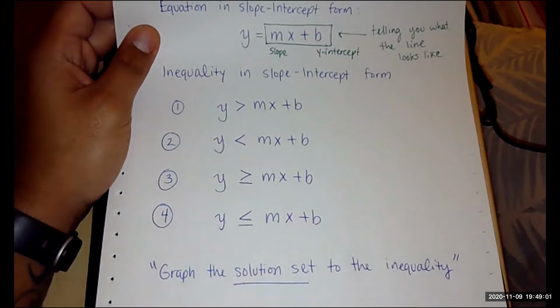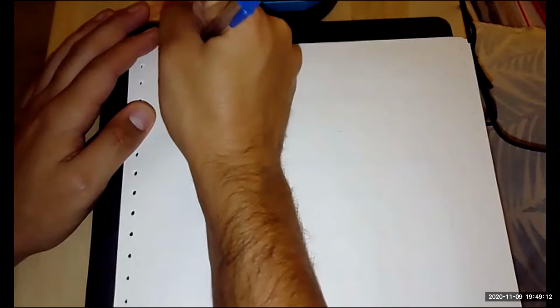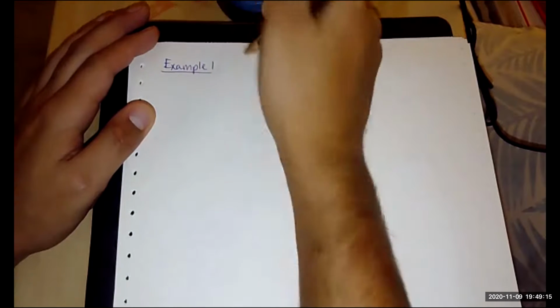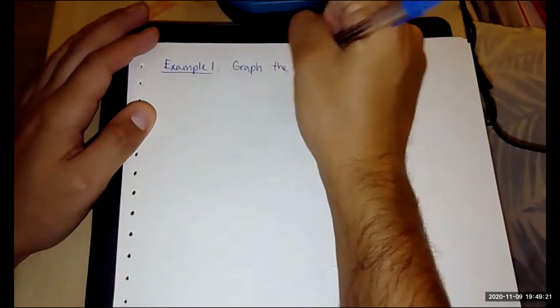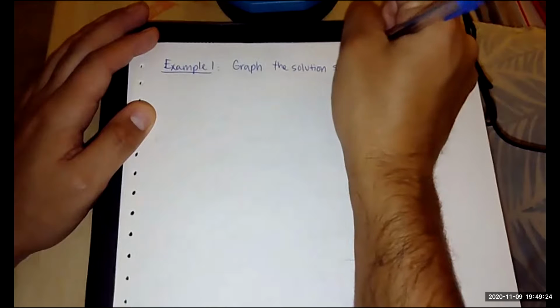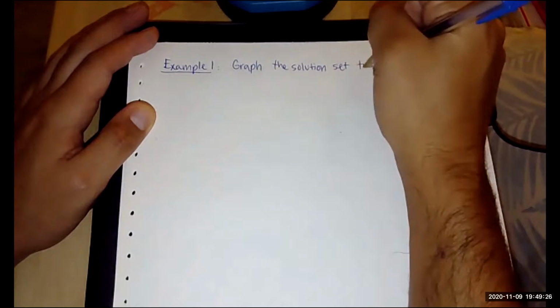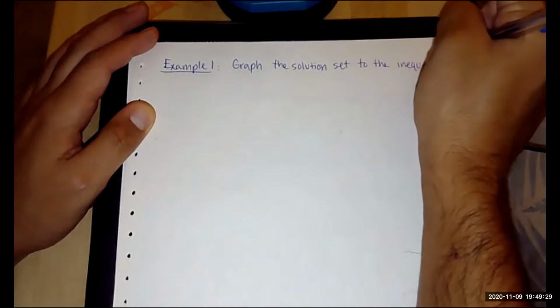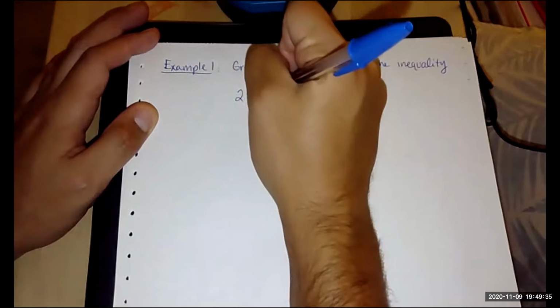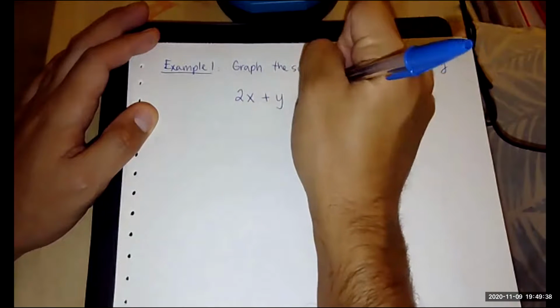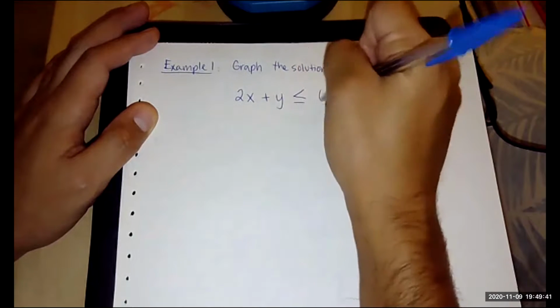Okay. So let me stop waving my hands at you guys and let's actually jump into a problem so you know what I'm talking about exactly. So, example 1. Graph the solution set to the inequality. And they're giving us 2x plus y is less than or equal to 6.